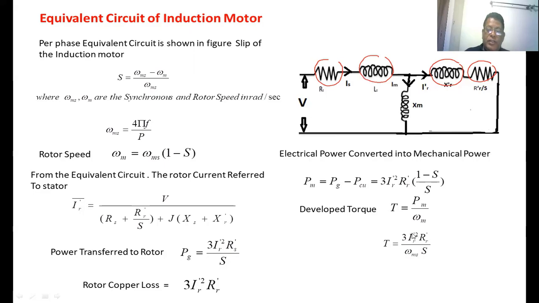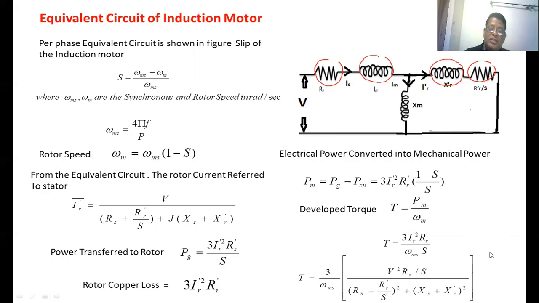Already we know the value of this rotor current. This is the vector form of the rotor current. Now substitute this here, and we get the developed torque equal to 3 by omega ms into V square into Rr dash by s, divided by the quantity Rs plus Rr dash by s, whole square, plus Xs plus Xr dash, whole square. This is the expression for the torque developed in an induction motor, which gives the relation between the torque and slip of the induction motor.